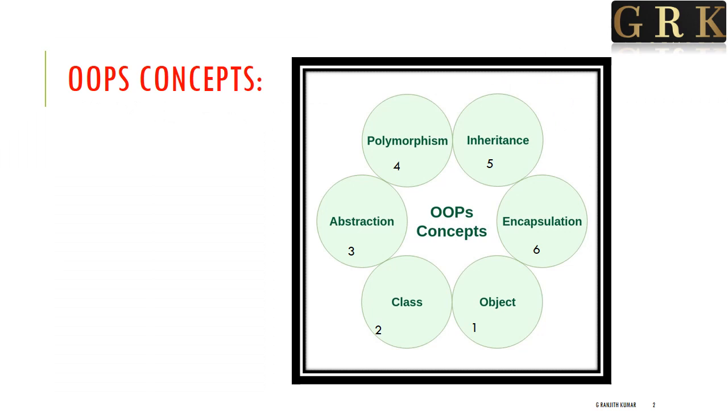In this class, we discuss OOPS concepts, meaning object oriented programming concepts. So, these are the different OOPS concepts. There are a total of 6 concepts available: object, class, abstraction, polymorphism, inheritance, and encapsulation. We will discuss all these concepts one by one. First, we discuss class and object.